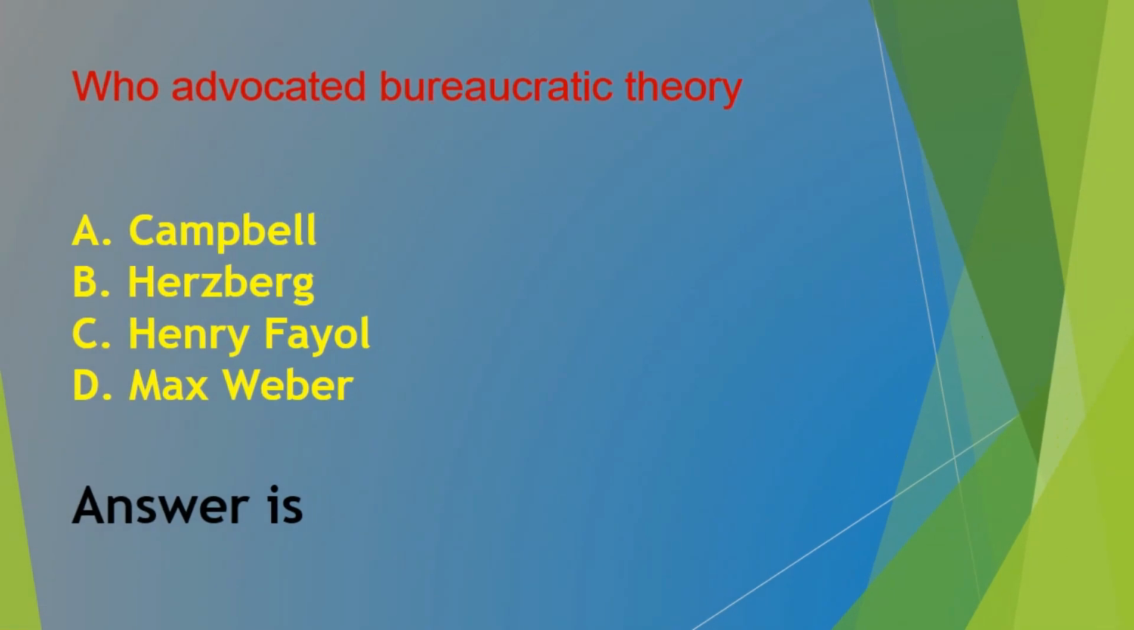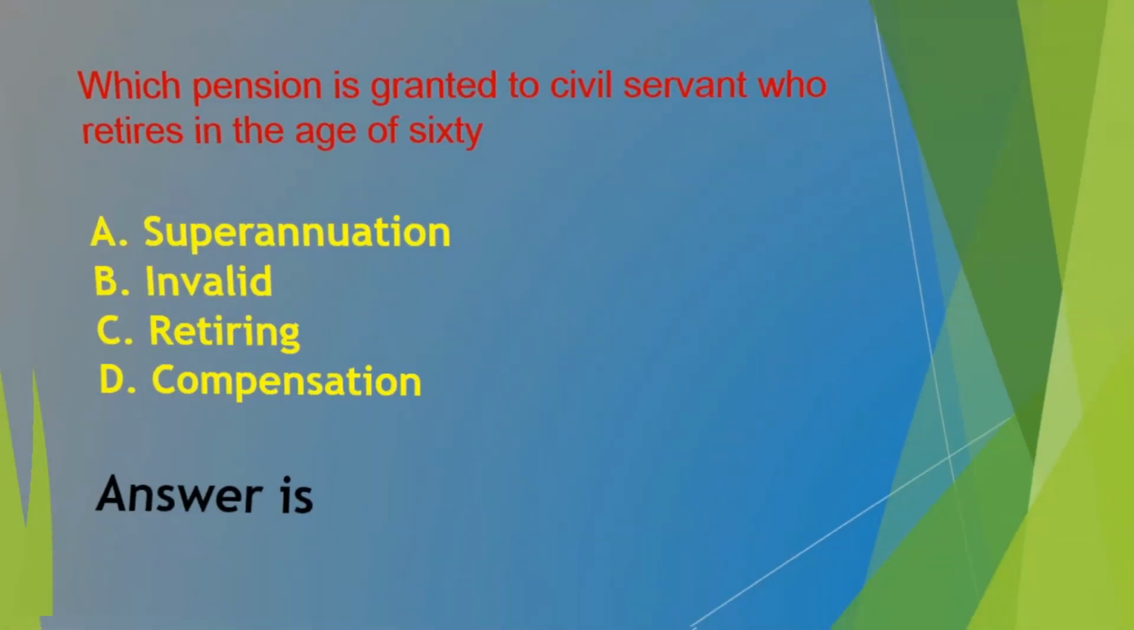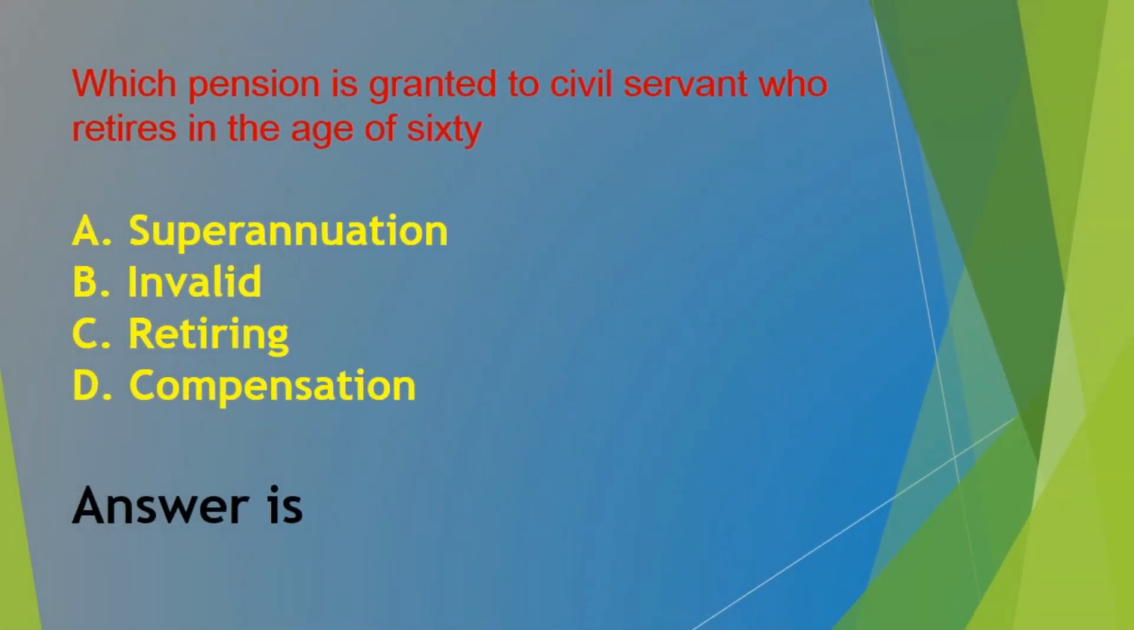Who advocated bureaucratic theory? A. Campbell, B. Herzberg, C. Henri Fayol, D. Max Weber. Answer is D. Max Weber. Which pension is granted to civil servant who retires at the age of 60? A. Superannuation, B. Invalid, C. Retiring, D. Compensation. Answer is A. Superannuation.